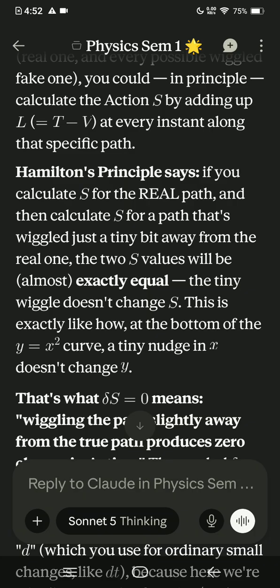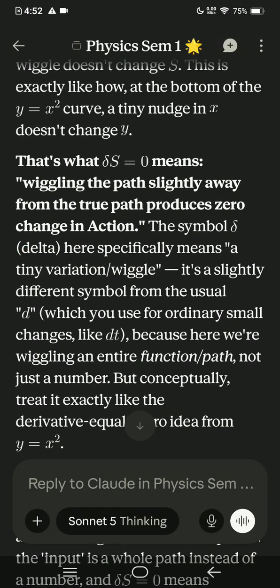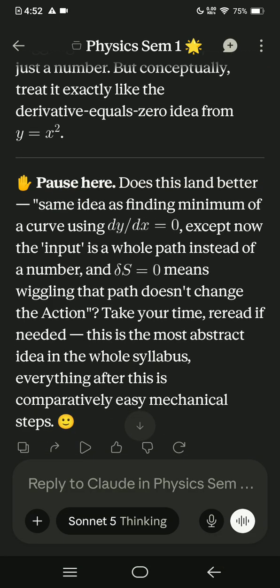The tiny wiggle doesn't change S. This is exactly like how at the bottom of y equals x squared, a tiny nudge in x doesn't change y. That's what delta S equals 0 means. Wiggling the path slightly away from the true path produces zero change in action. The symbol delta here specifically means a tiny variation or wiggle. It's a slightly different symbol from the usual d, which you use for ordinary small changes like dt, because here we are wiggling an entire function or path, not just a number. But conceptually it is treated exactly like the derivative equals 0 idea from y equals x squared.